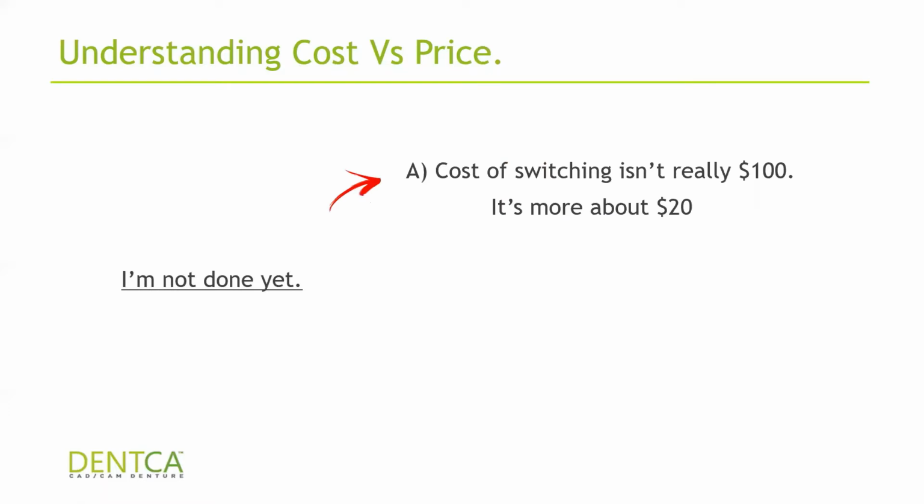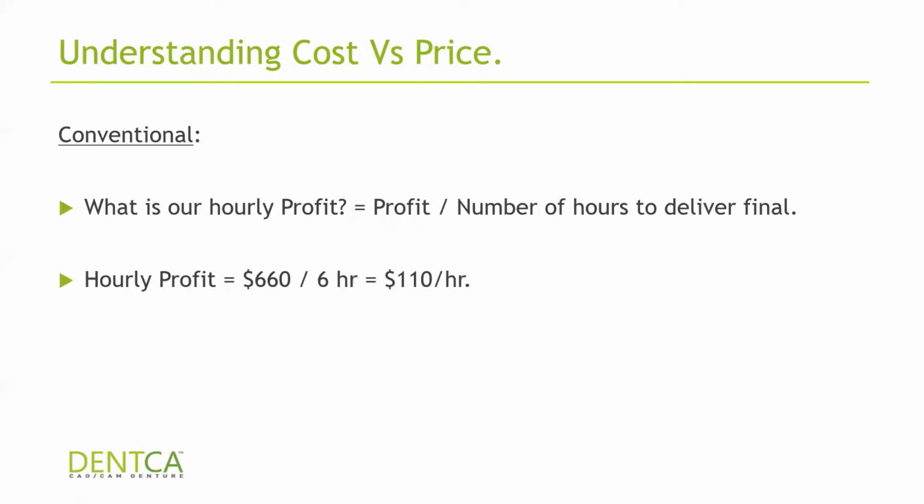So we have to look at 3 different aspects before we move forward. The first very important aspect, the point I wanted to make with all this explanation up until this point, is that the cost of actually switching to digital versus conventional is not a $100 difference, it's more about a $20 difference. And then the second point that I really want to cover is the earning per hour, because this is where things really start falling into perspective.